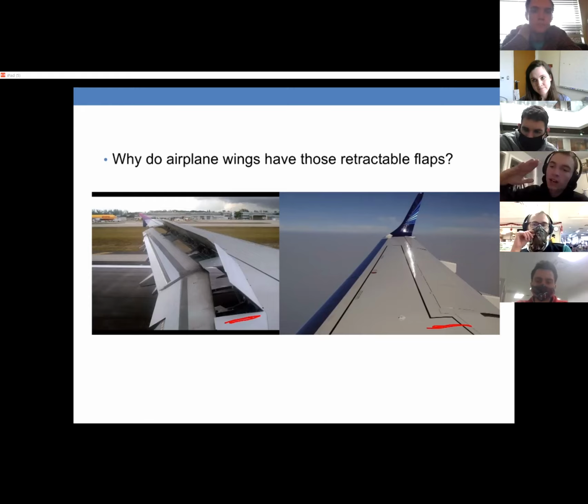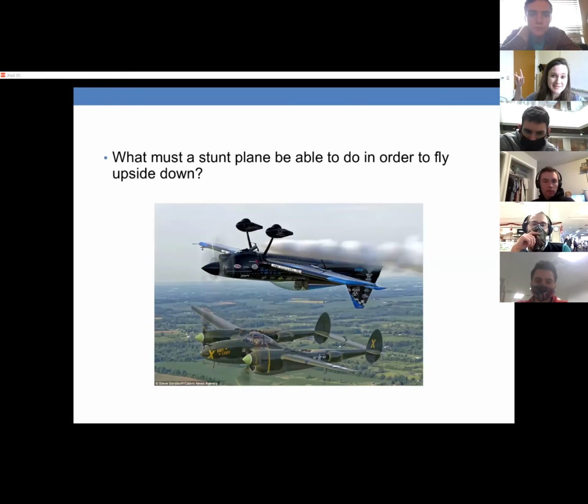So when they want to go back down, do they have to have another set of flaps on the bottom? Do you know? I do not know. Presumably they do something different when they're going down, because I'm still wanting lift happening when you're going down, or else you'll go down too fast. So I don't know. Yeah, I don't know that. I do know though, what must a stunt plane be able to do in order to fly upside down?